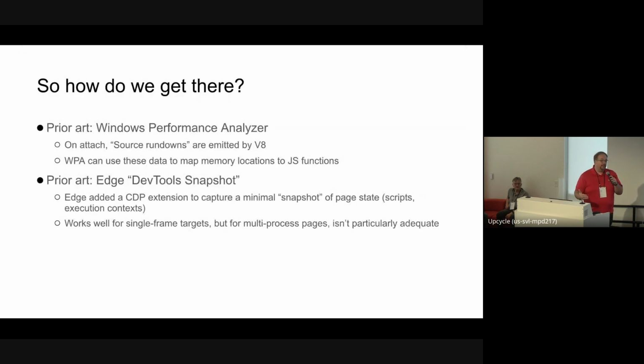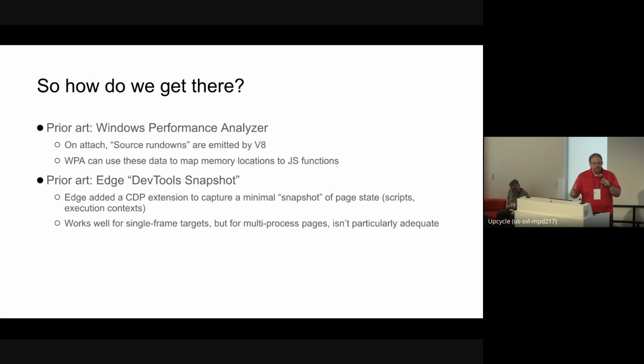And so how do we get there? We're looking at a couple of things about prior art. Obviously, Windows Performance Analyzer has this ability that when you attach, you can start getting source rundown events from V8. And WPA can use these to map this data to memory locations for JavaScript functions, which is pretty good, but you have to know what you're doing to use WPA, I think.